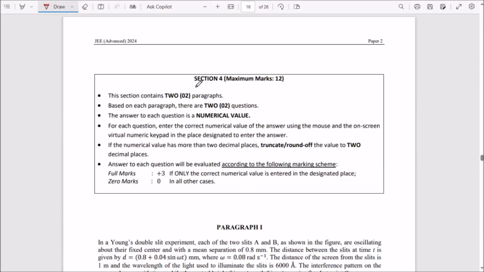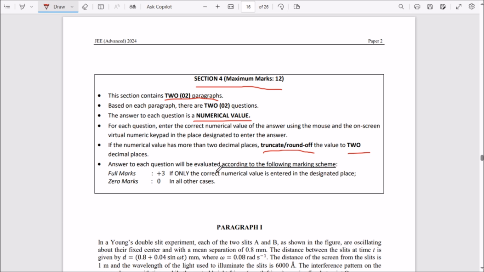Dear students, section 4, maximum marks allotted are 12. This section contains 2 paragraphs. Based on each paragraph, there are 2 questions. The answer to each question is a numerical value. For each question, enter the correct numerical value of the answer using the mouse and the on-screen numeric keypad. If the numerical value has more than 2 decimal places, truncate or round off the value to 2 decimal points.